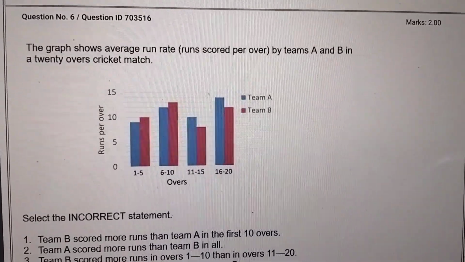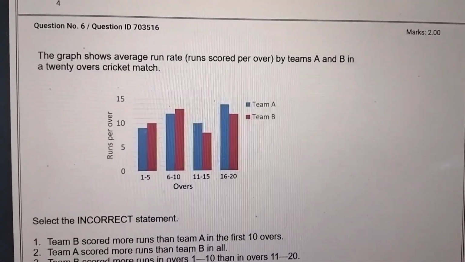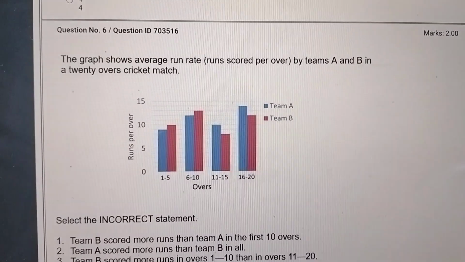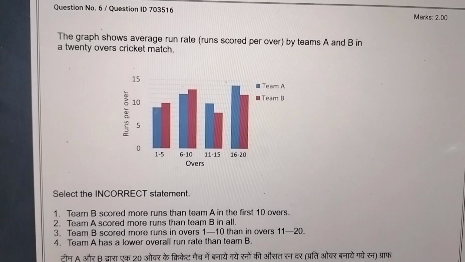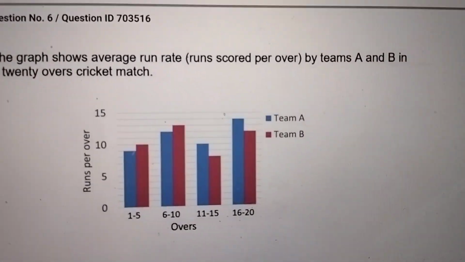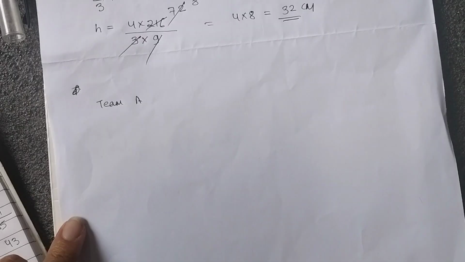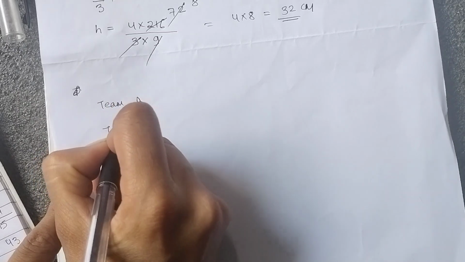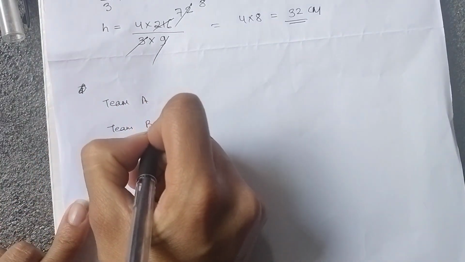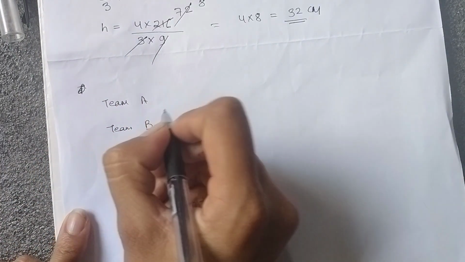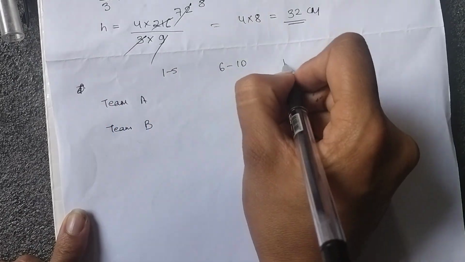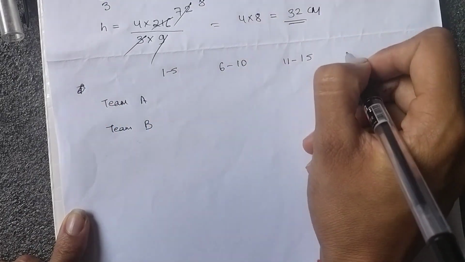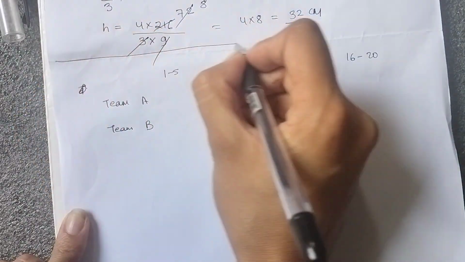So here is another question. The graph shows average run rate, runs scored per over by team A and B in a 20-over cricket match. So here is the graph given, and they have asked us to choose the incorrect statement. So here, let us write it: team A, team B. This is for 1 to 5 overs, 6 to 10 overs, 11 to 15 overs, 16 to 20 overs.